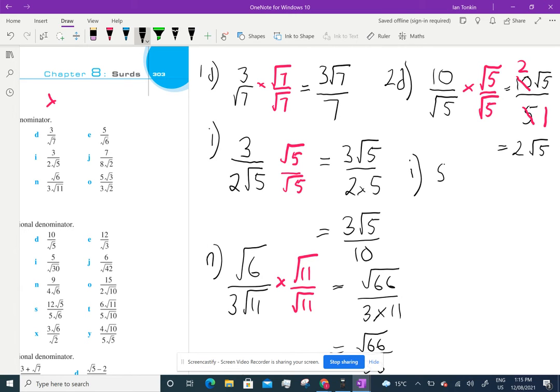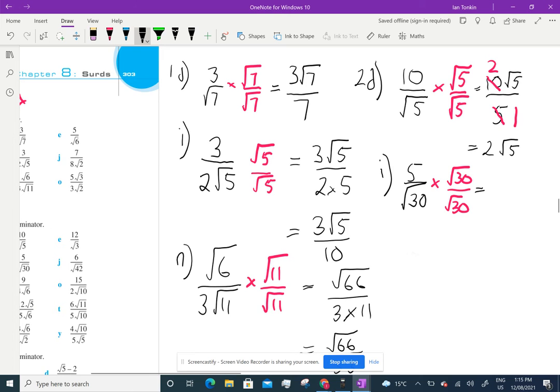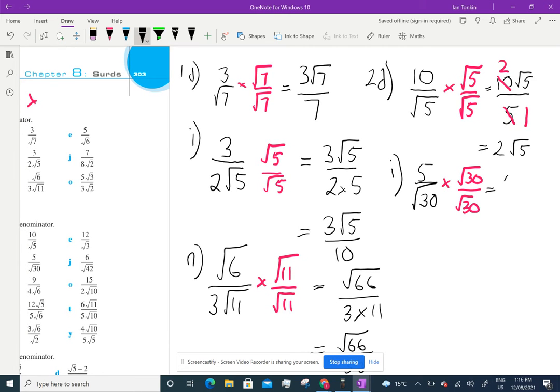Here I get 5 on root 30. Now again, I'm going to multiply by the surd in the denominator. So I get root 30 on root 30. Now 5 root 30. I don't think any of the square numbers go into 5 root 30. No, nothing's going to come down.